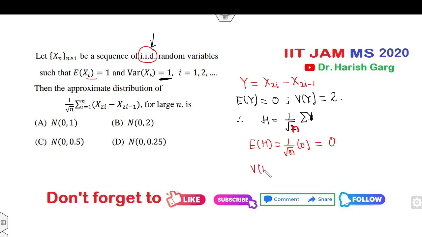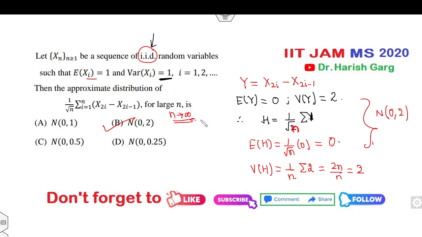Fine. What is the variance of the h? It is 1 over n summation variance of the y. Variance of the y is my 2. So the answer is 2n over n, that is my 2. So this implies it follows the normal distribution with mean 0 and variance 2, which is the right answer. Because whenever they are talking about the large n, that means n approaches infinity. So we can apply the central limit theorem directly.